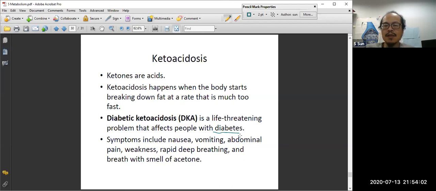And in that time, they will produce a lot of ketone bodies, and that will make the blood become very acidic. This condition is called diabetic ketoacidosis. And this is not good because the acidic level in the blood becomes very high, and that can cause a lot of damage to our body.